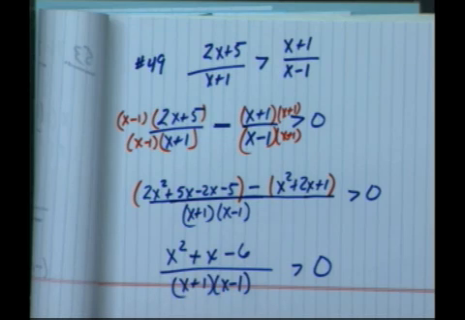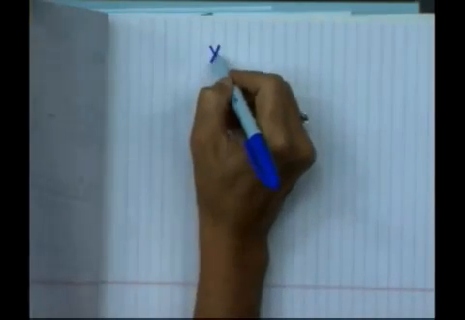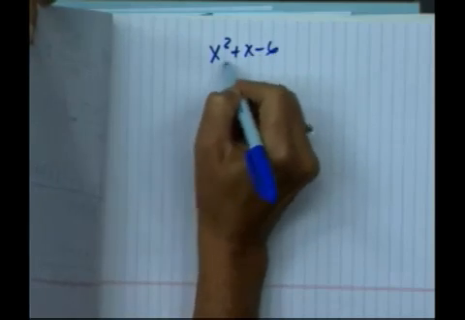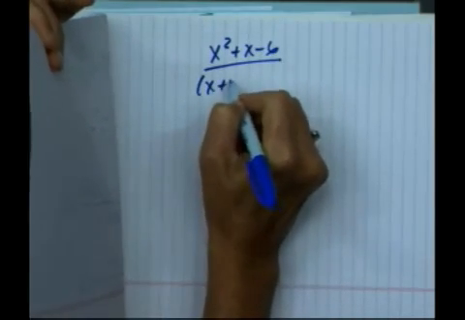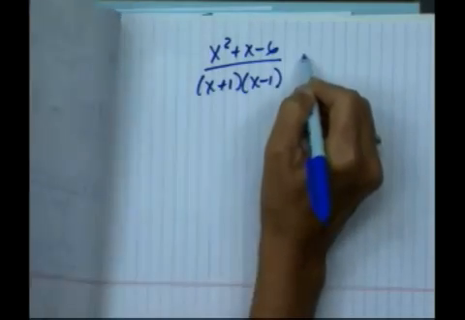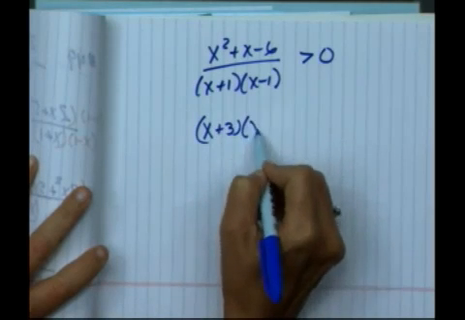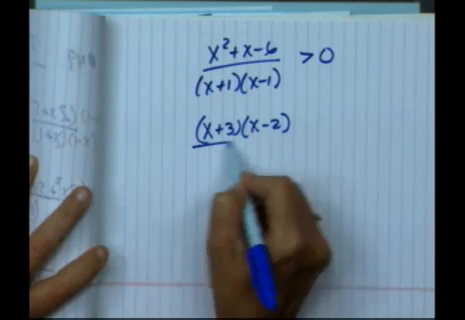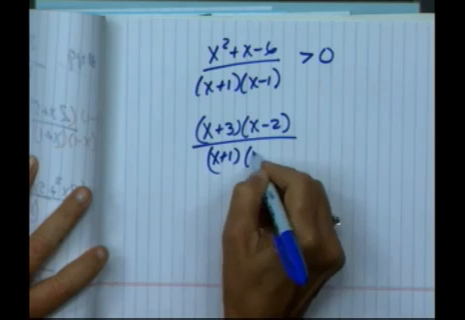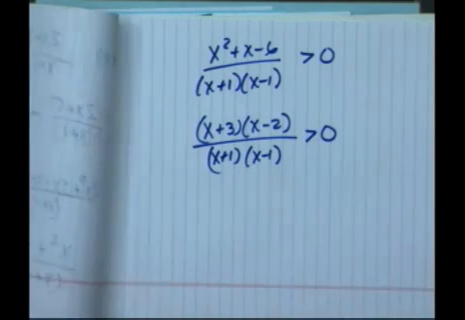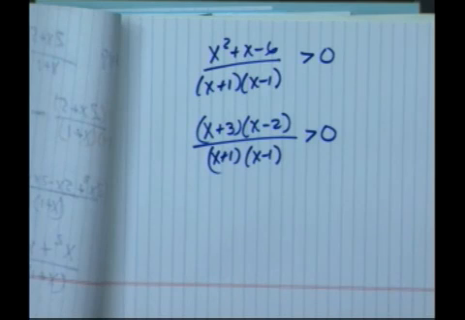Okay, and now we're so happy to see that that numerator completely factors. Can't factor it anymore. I believe you can. Let's try. I think it factors to, let's write it again, x squared plus x minus 6 over x plus 1, x minus 1 greater than 0. I believe that factors to x plus 3, x minus 2. Correct? Over x plus 1, x minus 1. Okay? All right.